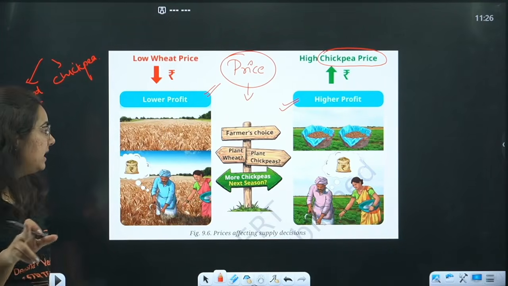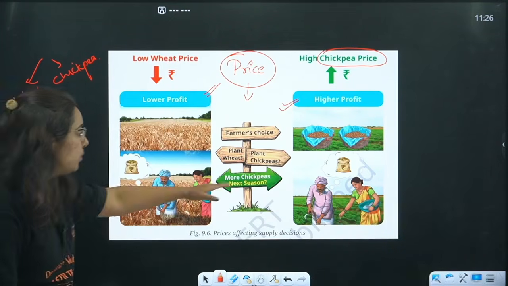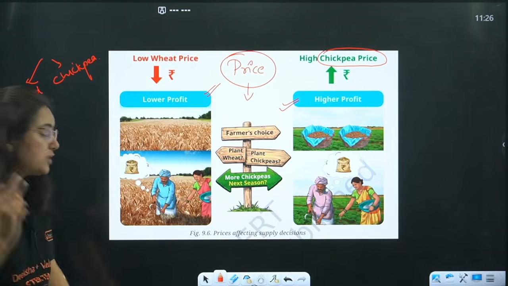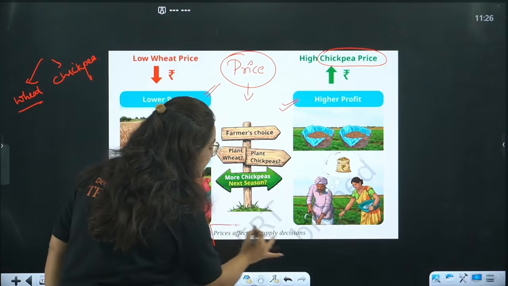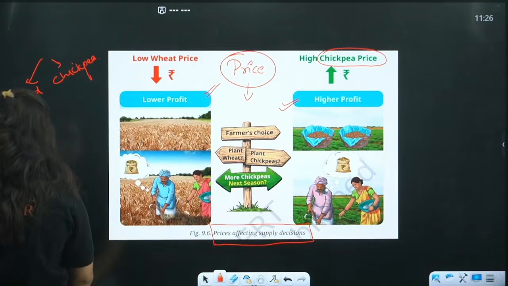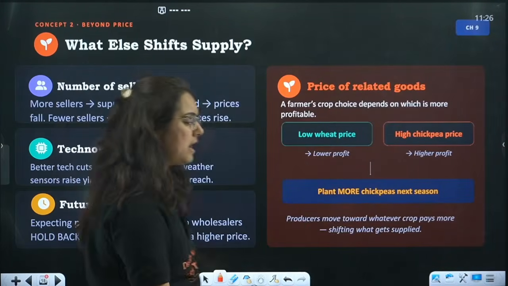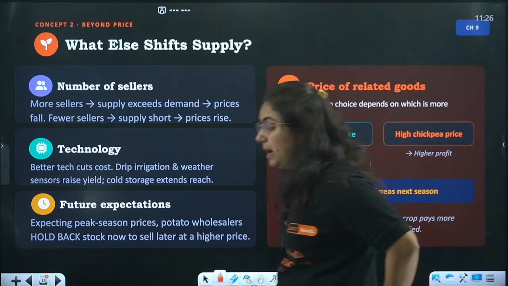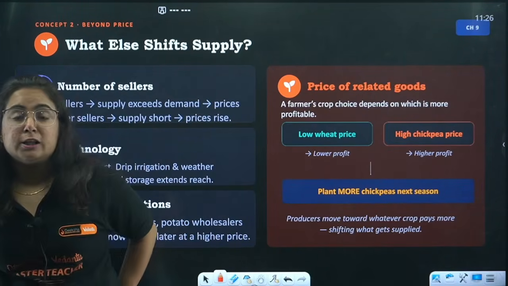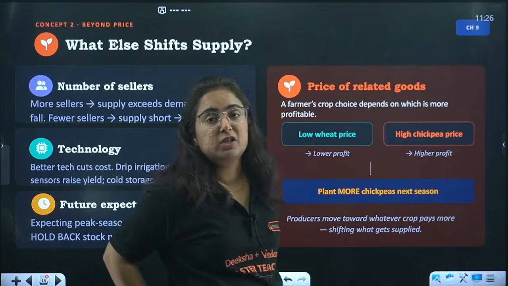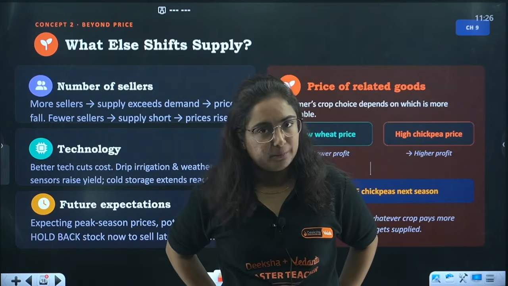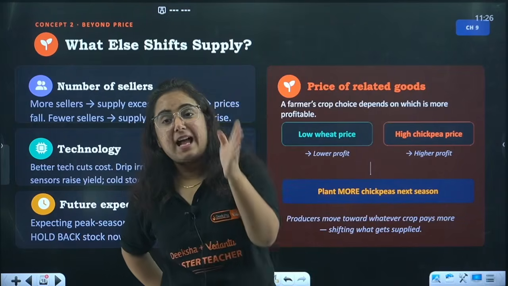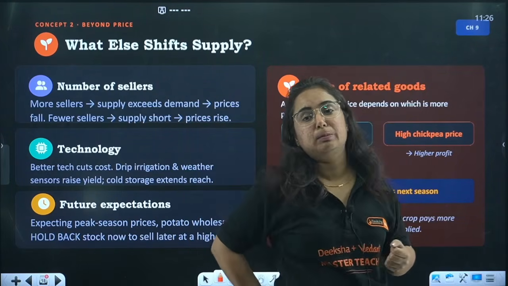Getting my point? Exactly. So more chickpeas next season, that means more income. Here I just want to say that prices affect supply decisions. Obviously, ma'am, this is something we know, as we studied, but other than those things, there are certain other factors which influence demand. So now we will learn what else actually affects or shifts the supply too.